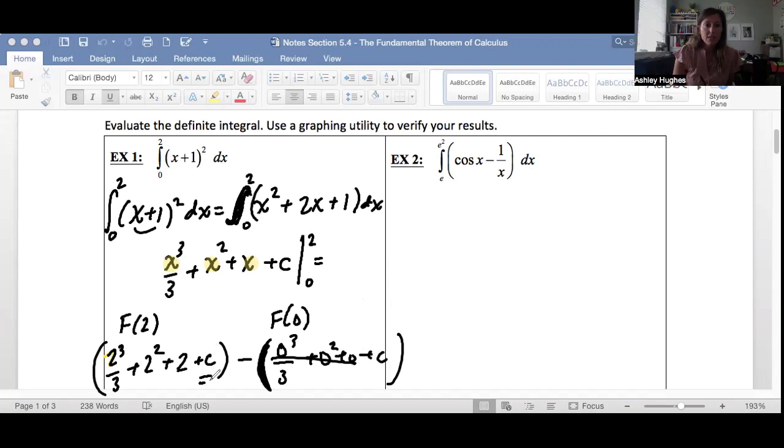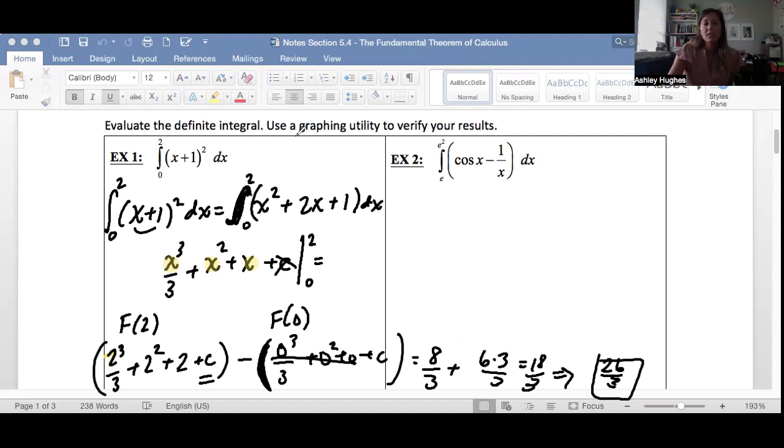Now you're always going to have this plus c and this minus c, so we don't actually have to write plus c for the definite integral because it will always cancel out. So really we just need to evaluate this. So that would give us 8/3 plus 4 plus 2, so plus 6. Everyone multiplied by 3 over 3, that's 18/3. So 8/3 plus 18/3 gives us 26/3. So that is a much faster way than doing that whole long limit process we did last section.